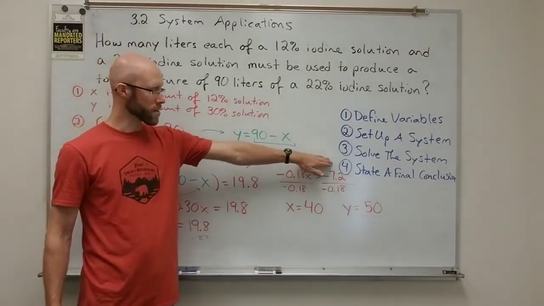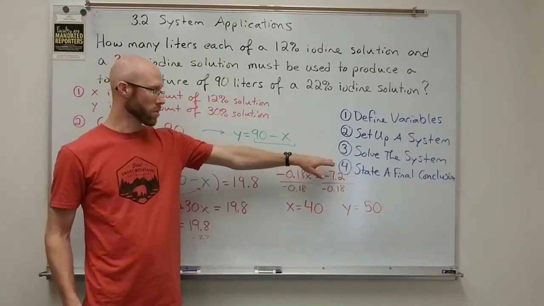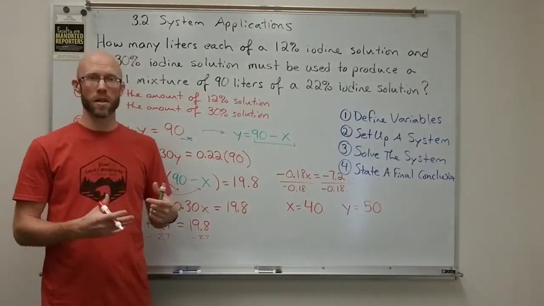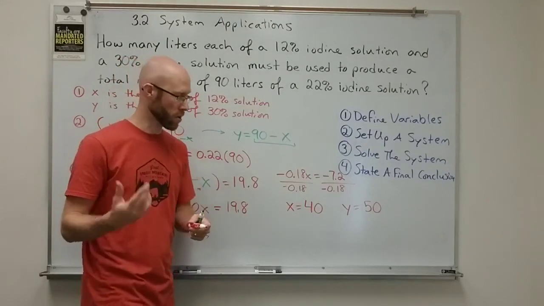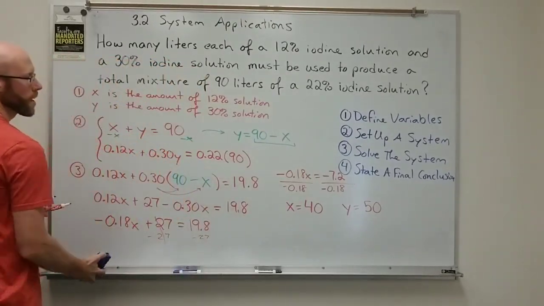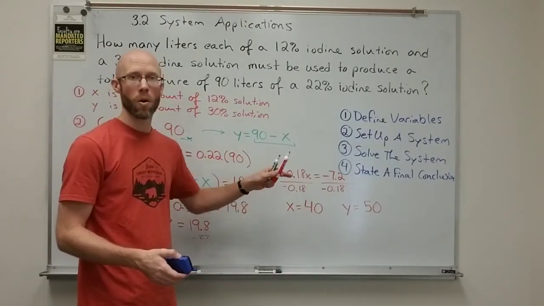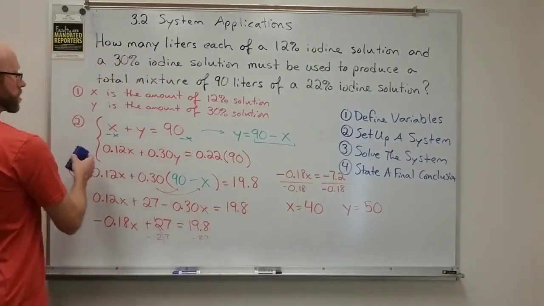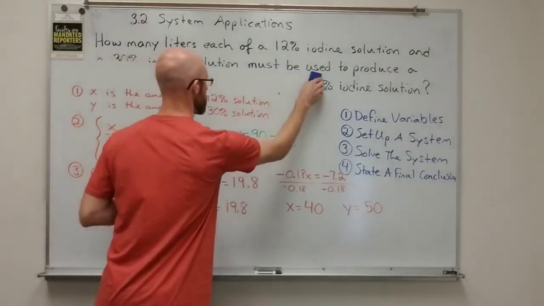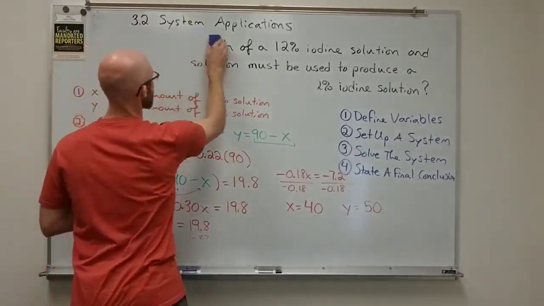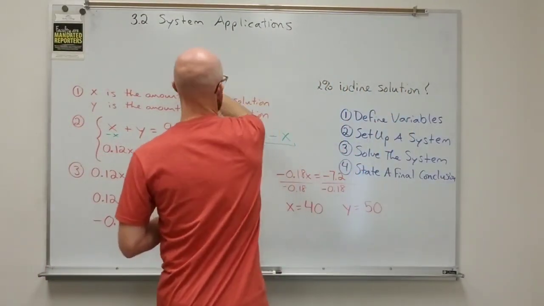And then finally, step four is my final conclusion. And of course, this should be a sentence. Reiterate that. It kind of gives the details of what we just found. So I'm going to erase the original problem here and go ahead and write my sentence up at the top.